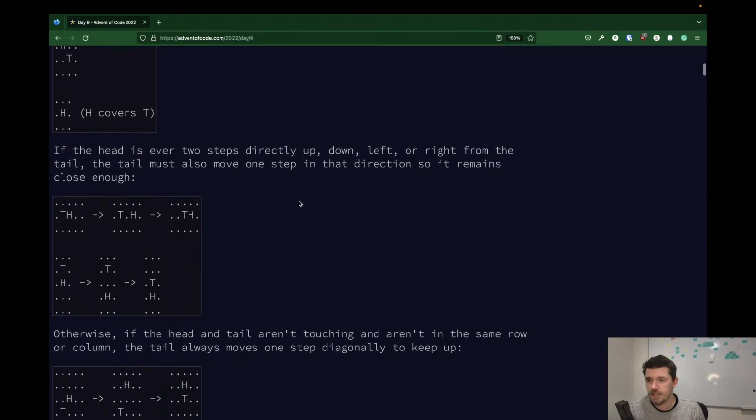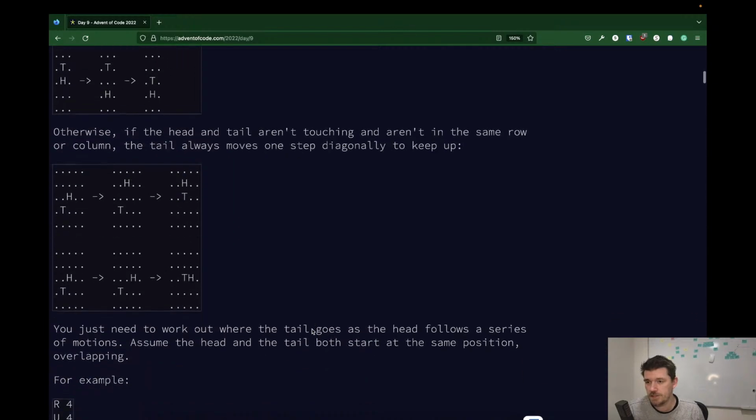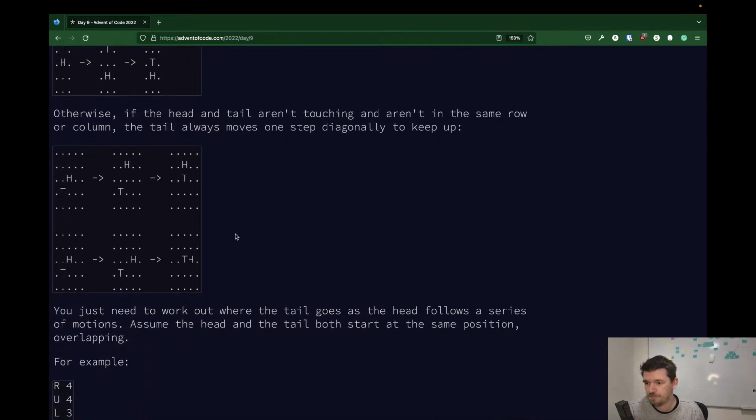All right. If the head is ever 2 steps directly up, down, left, or right from the tail, the tail must also move in that direction. Otherwise, if the head and tail aren't touching and aren't in the same row or column, the tail always moves 1 step diagonally to keep up. So that's what we're doing here. You just need to work out where the tail goes as the head follows a series of motions.